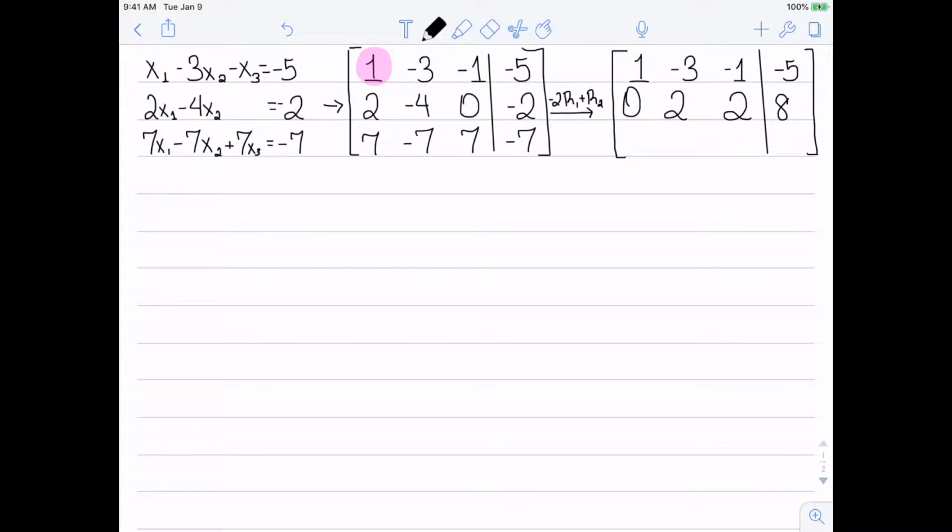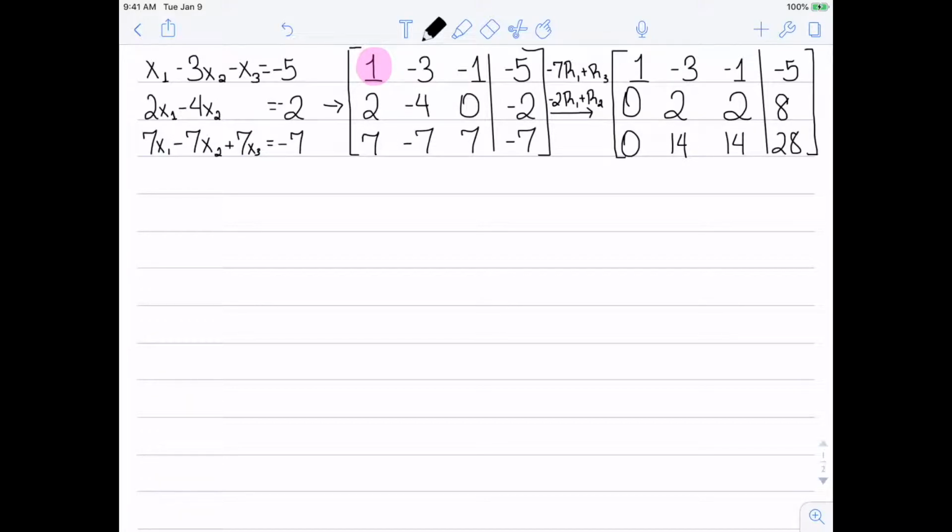We then move to the third row. It currently has a 7, so we need to subtract 7. So we'll have -7 row 1 plus row 3. -7 times 1 is -7, plus 7 is 0. -7 times -3 is 21, minus 7 is 14. -7 times -1 is 7, plus 7 is 14. And then -7 times -5 is 35, minus 7 is 28.